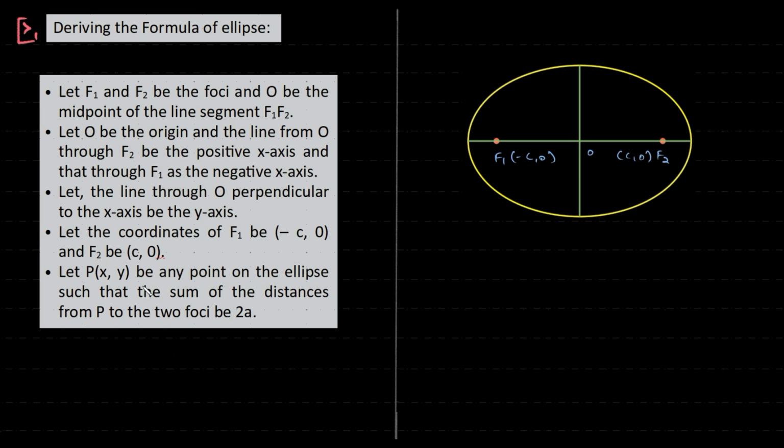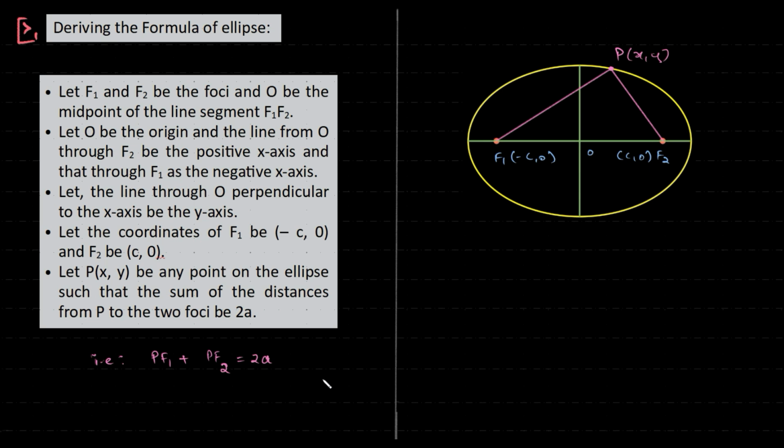Let P(x, y) be any point on the ellipse such that the sum of the distances from P to the two foci is 2a. That's the definition, the idea behind your ellipse. Say this is point P(x, y). So this length and this length put together, let me write it as an equation: PF1 plus PF2 is equal to 2a. That's important for us to keep in mind.